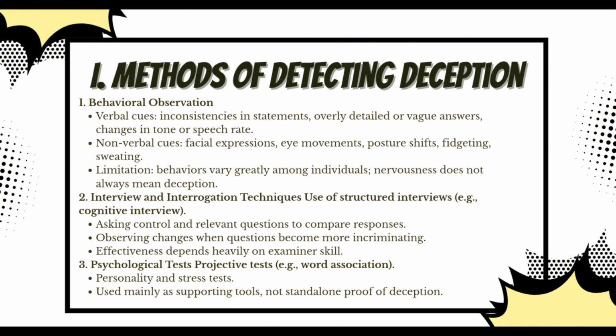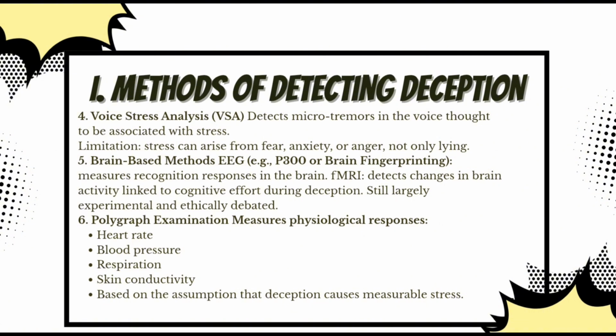Number three is psychological tests. These include personality or stress tests used as a support tool, not as direct proof of lying. Number four is voice stress analysis, VSA. This detects stress in a person's voice. For example, a shaky or tense voice may suggest nervousness.